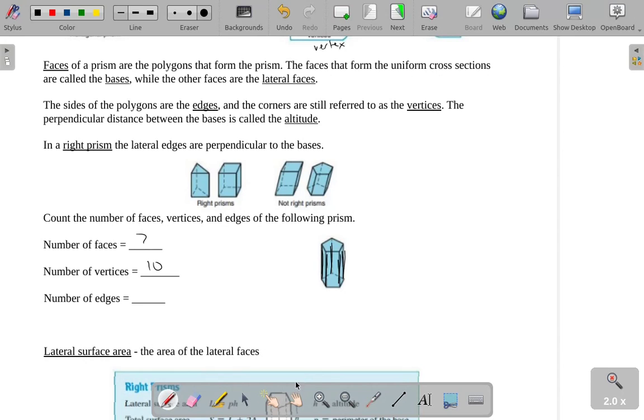And the edges, well, there's 1, 2, 3, 4, 5. If you're ever counting something like this, I do recommend you be strategic about how you count them. You can see I did all the vertical lines here first. Then I'm going to count the edges on the top part here: 5, 6, 7, 8, 9, 10, and then the ones on the bottom: 11, 12, 13, 14, 15. So I count up 15 edges.